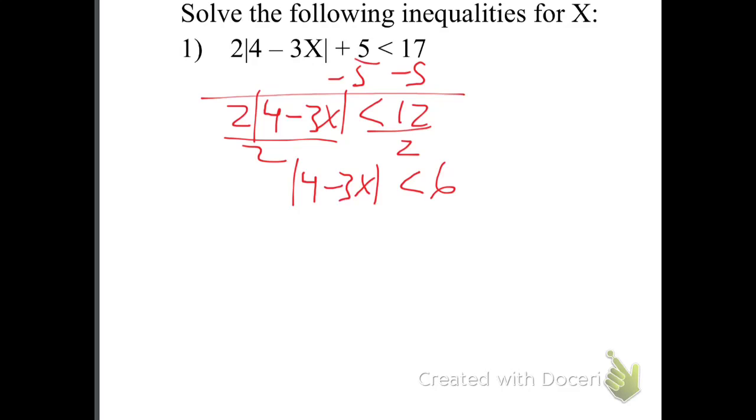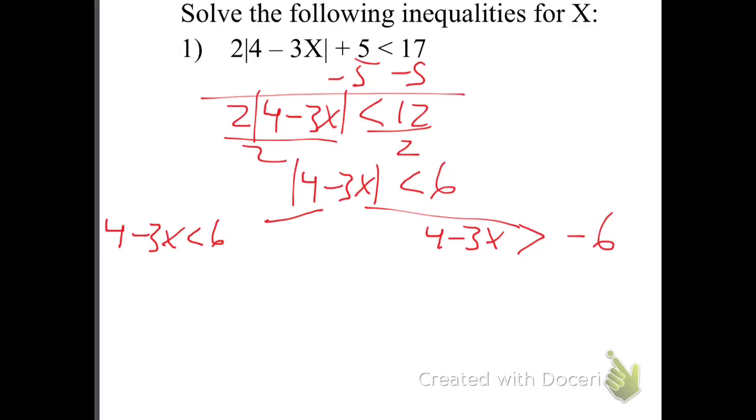So now you're at this point where your absolute value is all by itself on one side, 6 is on the other. Now you can split it into your two inequalities. Left side you'll get 4 minus 3x is less than 6. And on the right side you'll get 4 minus 3x is greater than negative 6. So remember, when you're writing your second equation, you flip the direction of your inequality and you make the number negative. And then you solve both of these separately.